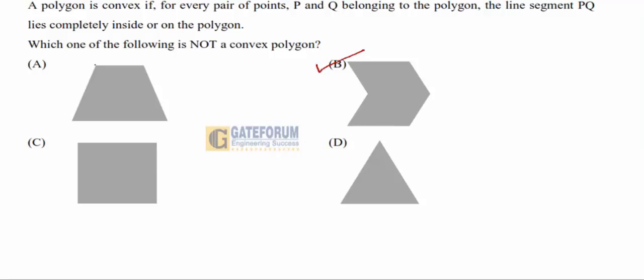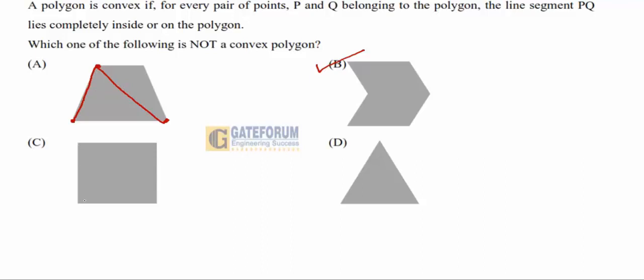How? See, let us select the points P and Q as these two. So then PQ will lie on the edge, right? The line segment lies on the polygon or inside the polygon. It lies on the polygon. Had P and Q been this and this, the line would have been in the polygon. So any side, any point you pick up, you'll see it will either lie on or in. So this is indeed a convex polygon. This is a convex polygon.